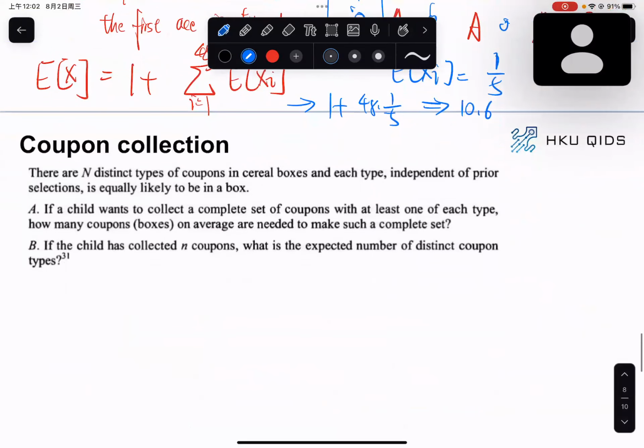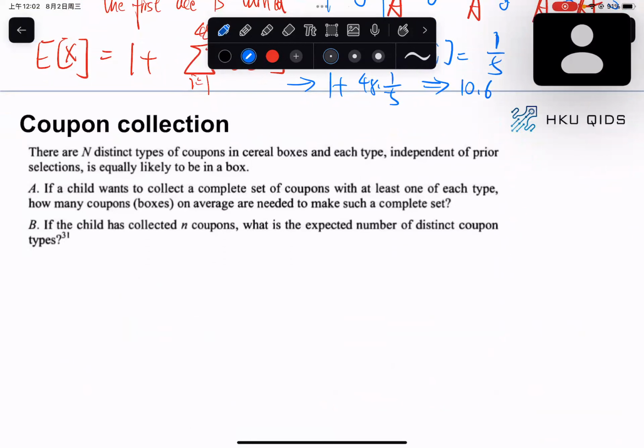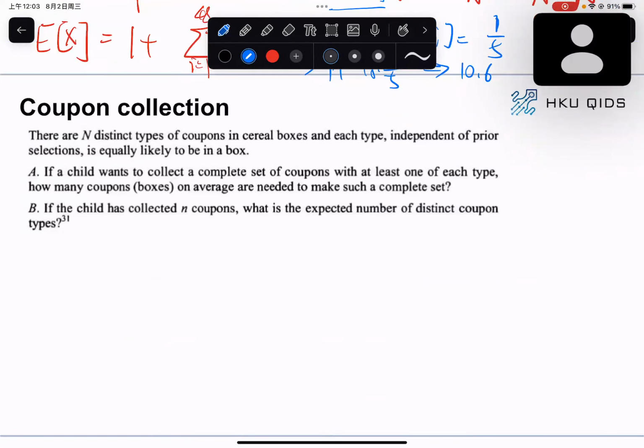So now the next question is a difficult one, a coupon collection. So let's first read the question. There are n distinct types of coupons in cereal boxes. For Americans, they like to eat cereal for breakfast, and there are a lot of cereals designed for children, and they sometimes put little coupons or little toys in that. So for each type, independent of previous selections, they are equally likely to be in a box.